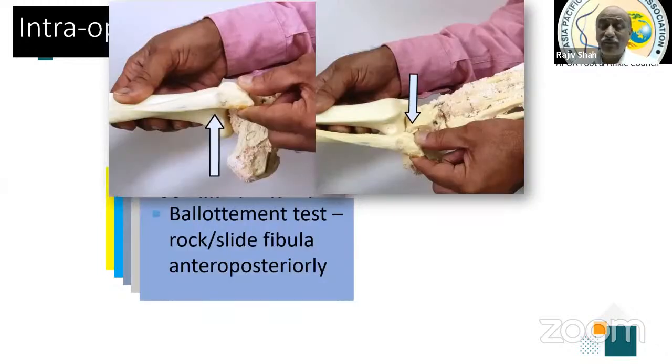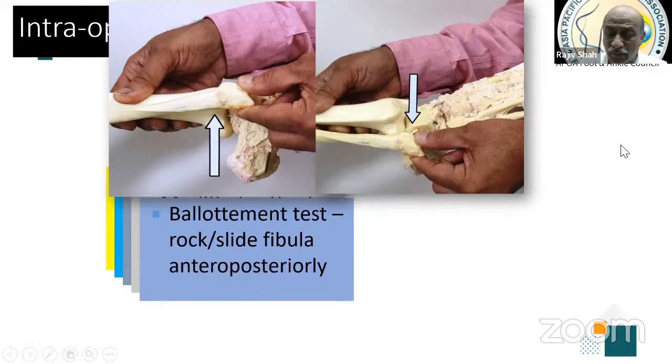And the last but not the least is the ballottement test. It was observed by various workers that the mediolateral instability is less vis-a-vis the anteroposterior instability in a syndesmotic injury. So you should not forget to do this.